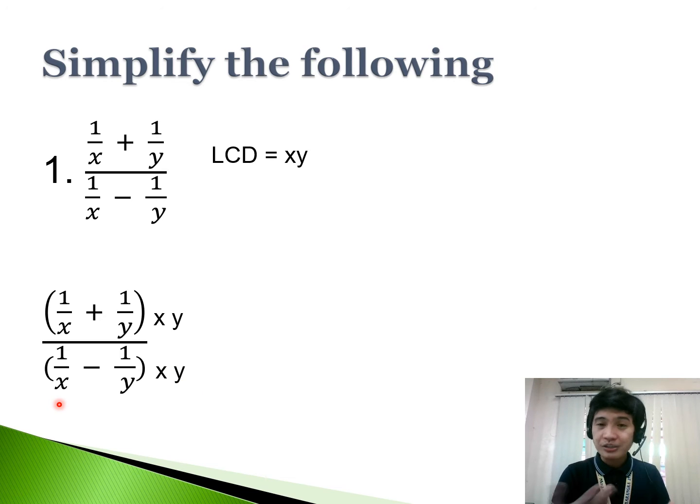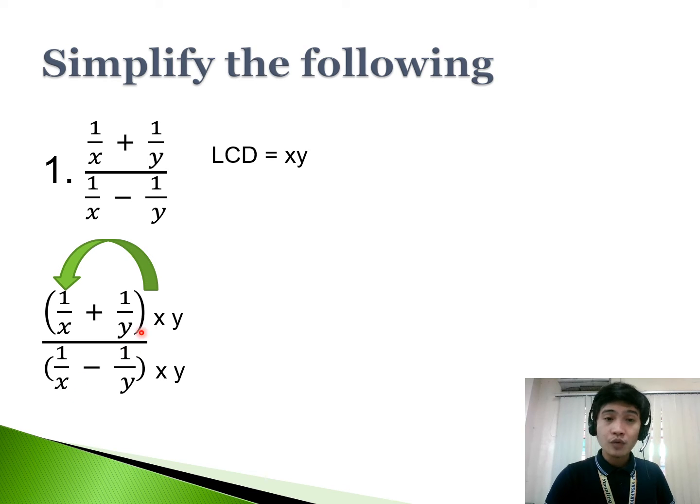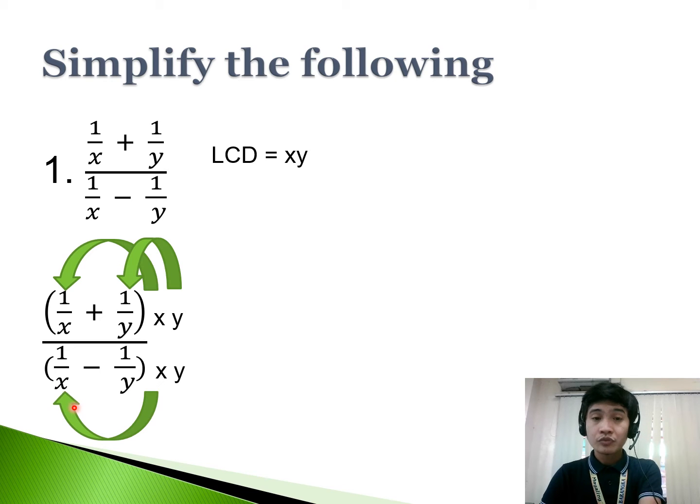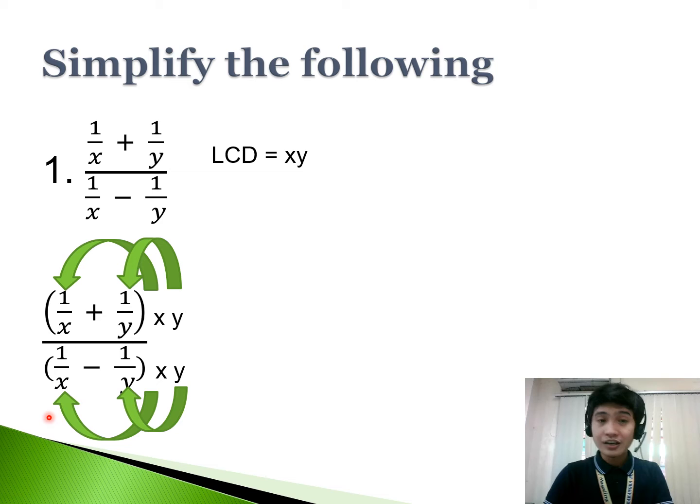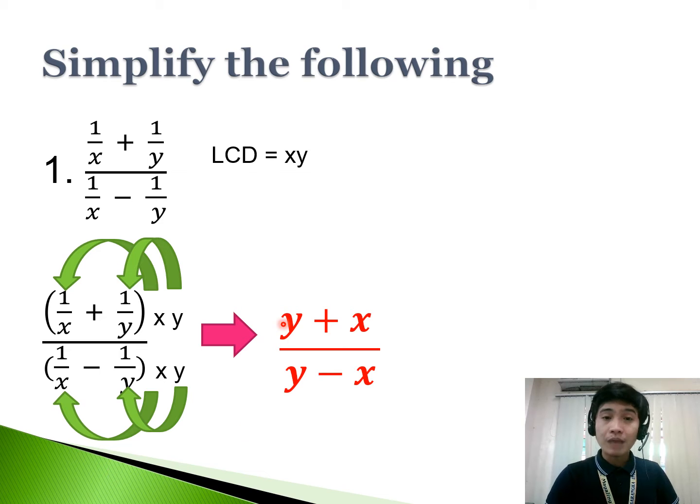So, papaano yung proseso ng pag-multiply? Ito po yun. So, xy will be multiplied to 1 over x, and then xy will be multiplied to 1 over y. Same din ang proseso na mangyayari dun sa ating denominator. So, xy will be multiplied to 1 over x, and then xy will be multiplied to 1 over y. Ang resulta, we have y plus x all over y minus x.